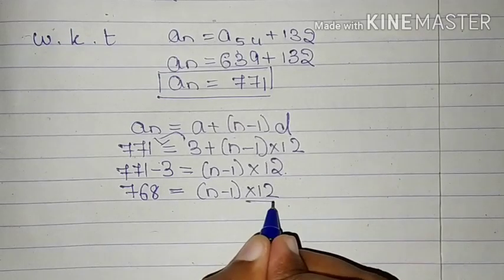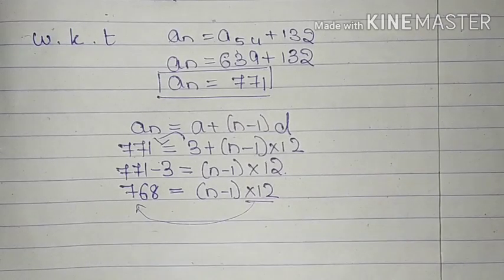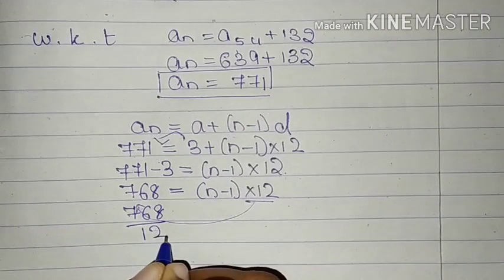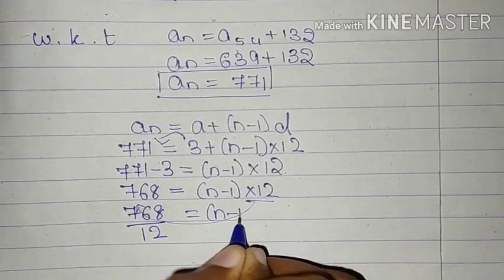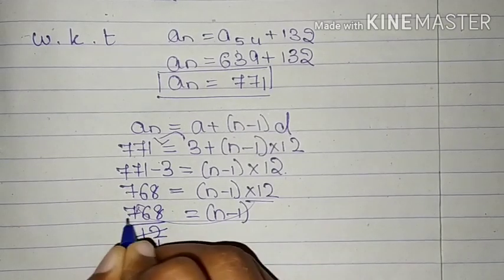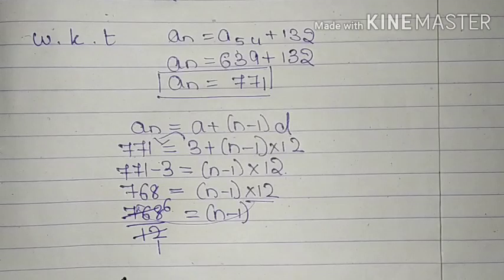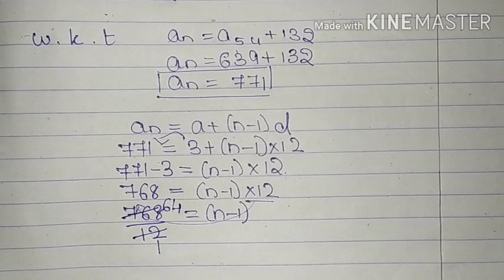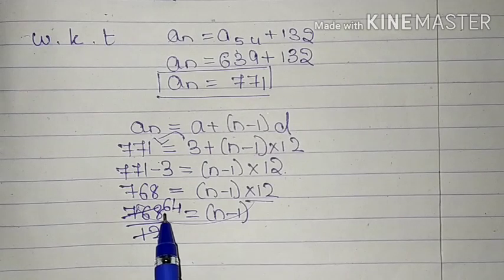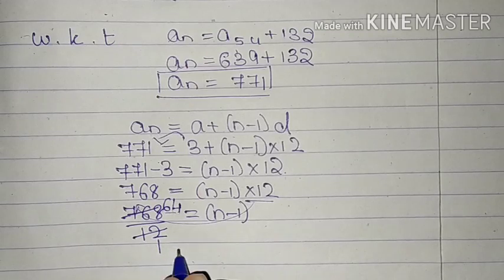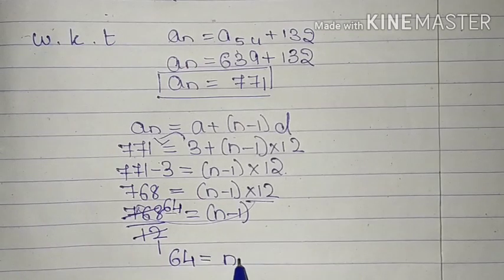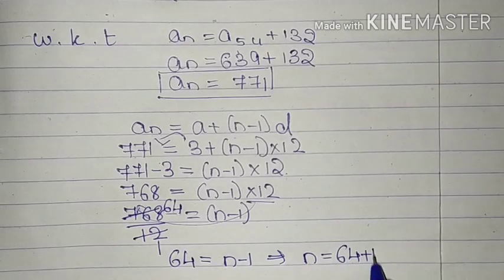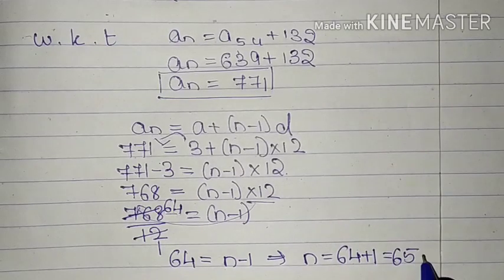Now 12 is multiplied here. If I transfer it to the left side, it will be 768 divided by 12 is equal to N minus 1. 12 ones are 12, 12 sixes are 72, 12 fours are 48. So now the quotient is 64. So 64 is equal to N minus 1. This implies N is equal to 64 plus 1, which is 65.